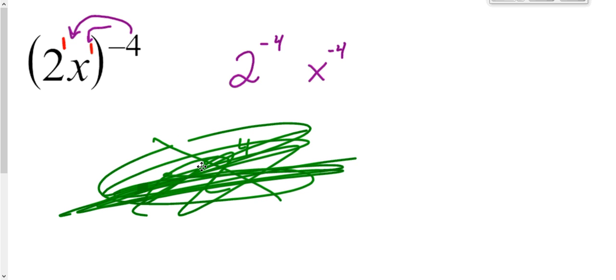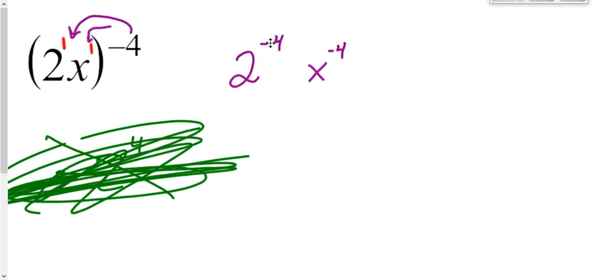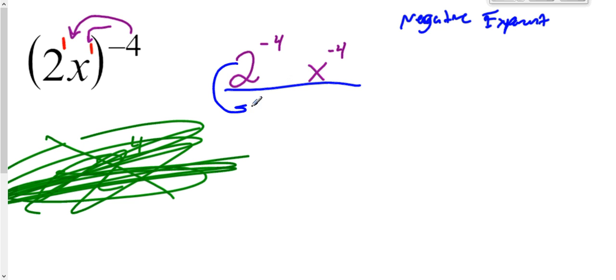This negative 4 power, because it's a negative exponent power, means it has to flip to the other side of the fraction. Right now it's on the top, so this 2 to the negative 4th moves to the bottom. Becomes positive 2 to the 4th.